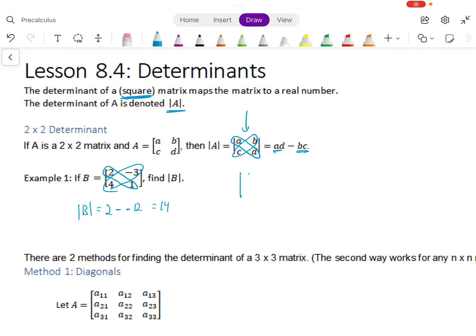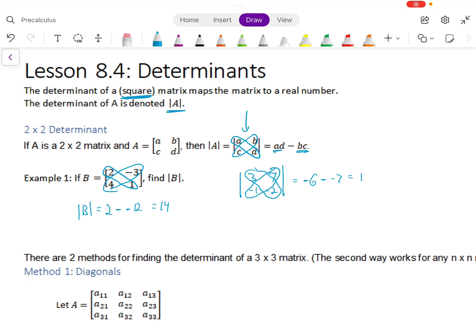So let's do one more. 3, 7, negative 1, negative 2. And we want the determinant of that, because I have those marks there. That is going to be 3 times negative 2, which is negative 6, minus 7 times negative 1, which is negative 7, which is the same as negative 6 plus 7, so it's 1.